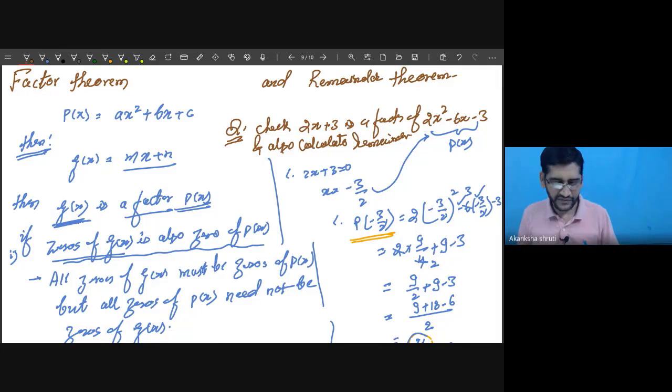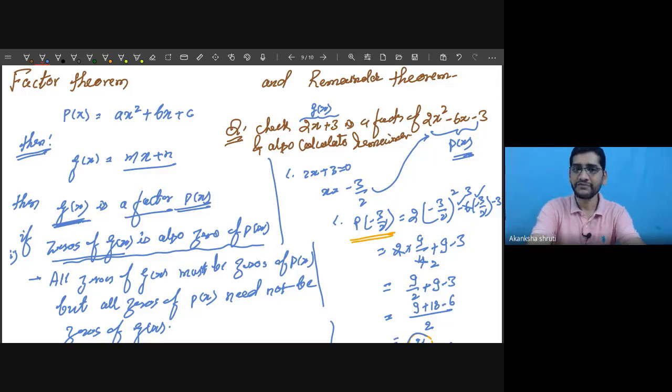It was this one. So this was the way. Wherever we have the smaller polynomial, meaning lower degree polynomial, take that as the Gx, and the higher degree polynomial, take that as the Px. There we want to check whether the lower degree polynomial is a factor or not.